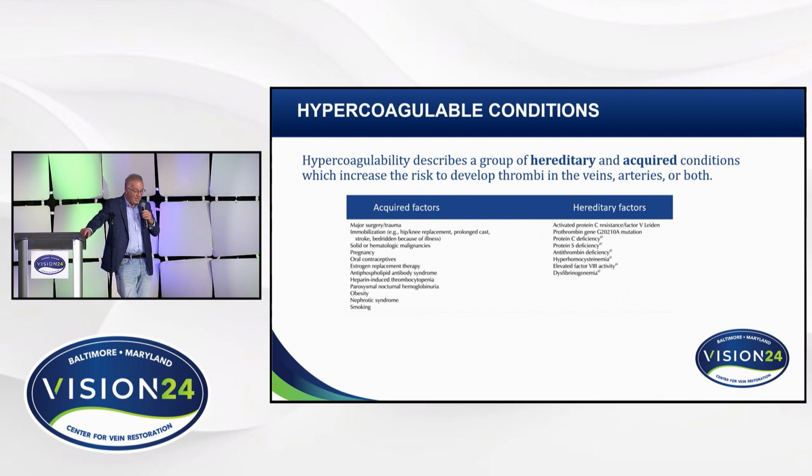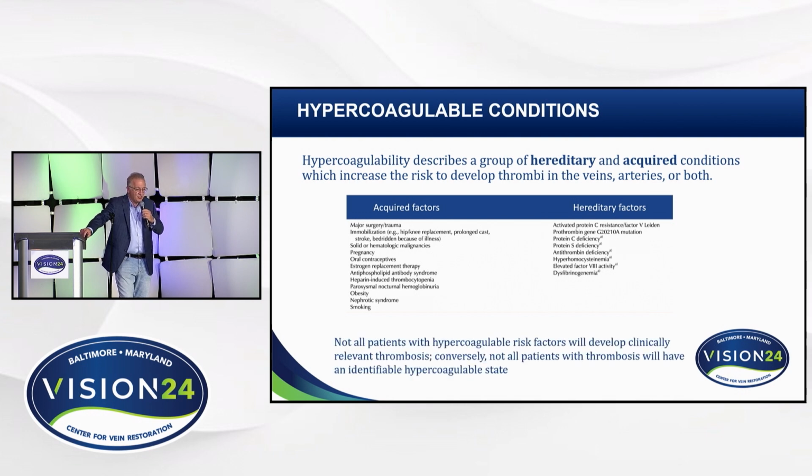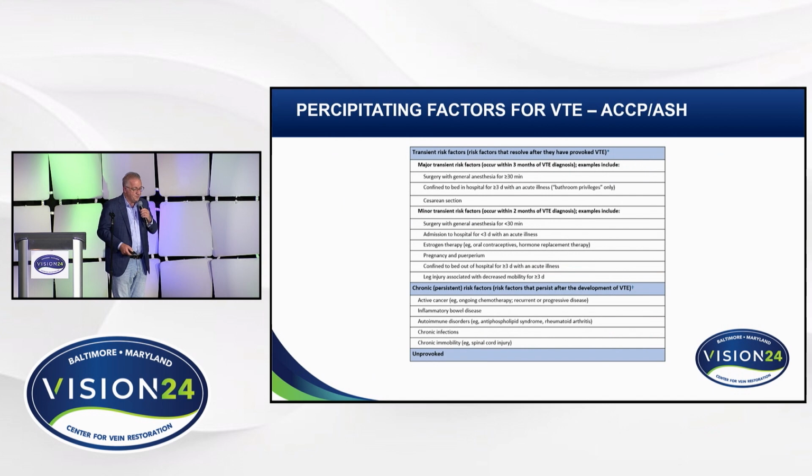So how do you manage a hypercoagulable patient? What is hypercoagulability? It's basically a group of hereditary and acquired conditions that leads to thrombosis, whether it's in the veins, arteries, or both. And you can see here the factors that are acquired as well as hereditary. Not all patients that are hypercoagulable or have hypercoagulable risk factors develop a thrombosis. And conversely, not all patients that get a DVT have an identified risk factor.